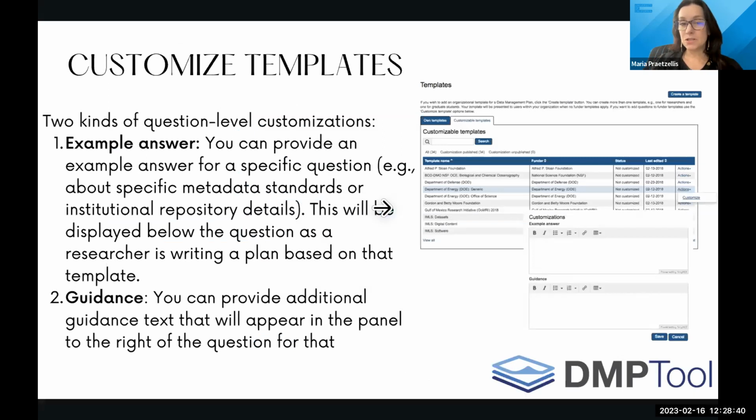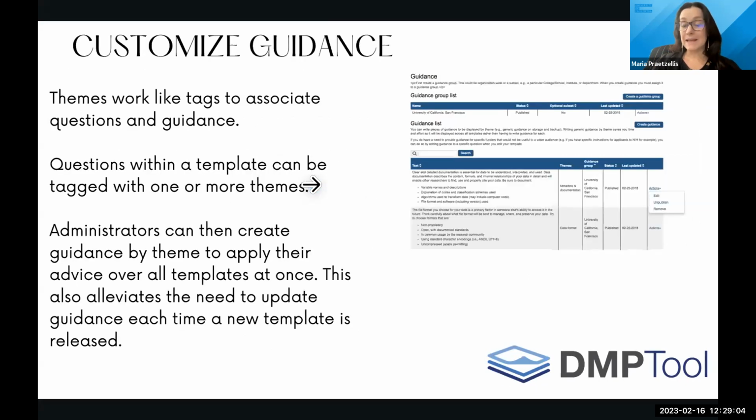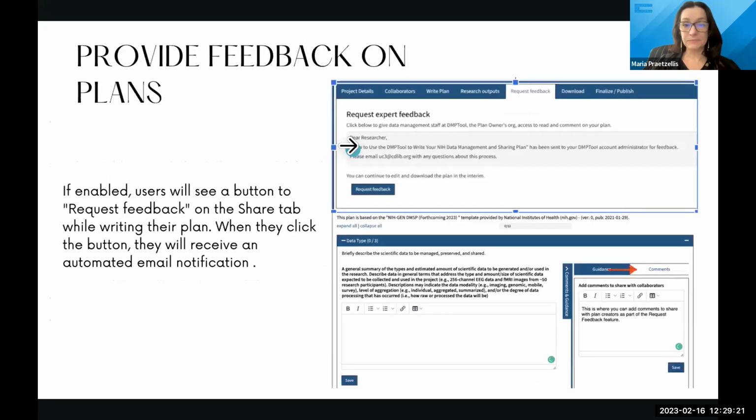Some ways in which institutions can help you create good DMPs are by customizing the templates that we have in the tool. Depending on what institution you are affiliated with, when you log into the tool, you may see some local customizations pertaining to the template you're working on. They can also provide customized guidance. For example, if it's UCSF, they may want to include repository-specific information about what repository they're affiliated with, and they could have that as customized guidance within the DMPTool.